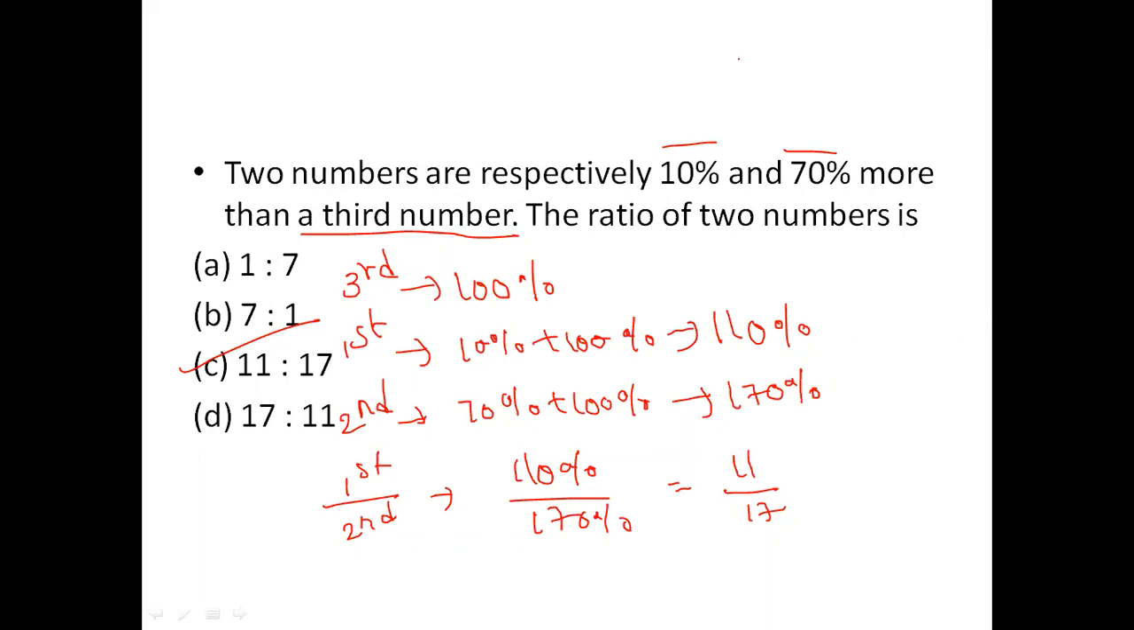So third number is equal to 100%. First number is 10% more than the third number means then first number will be 110%. Second number is 70% more than the third number means second number is 170%. So ratio of the two numbers means 110% by 170%. It is 11 is to 17.